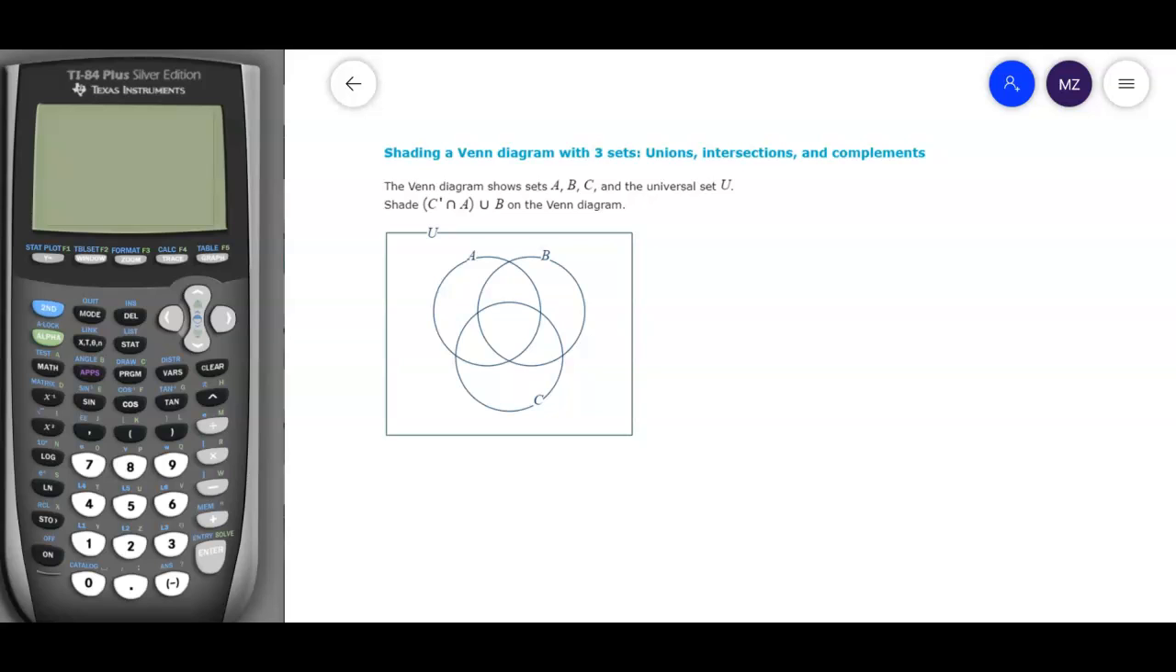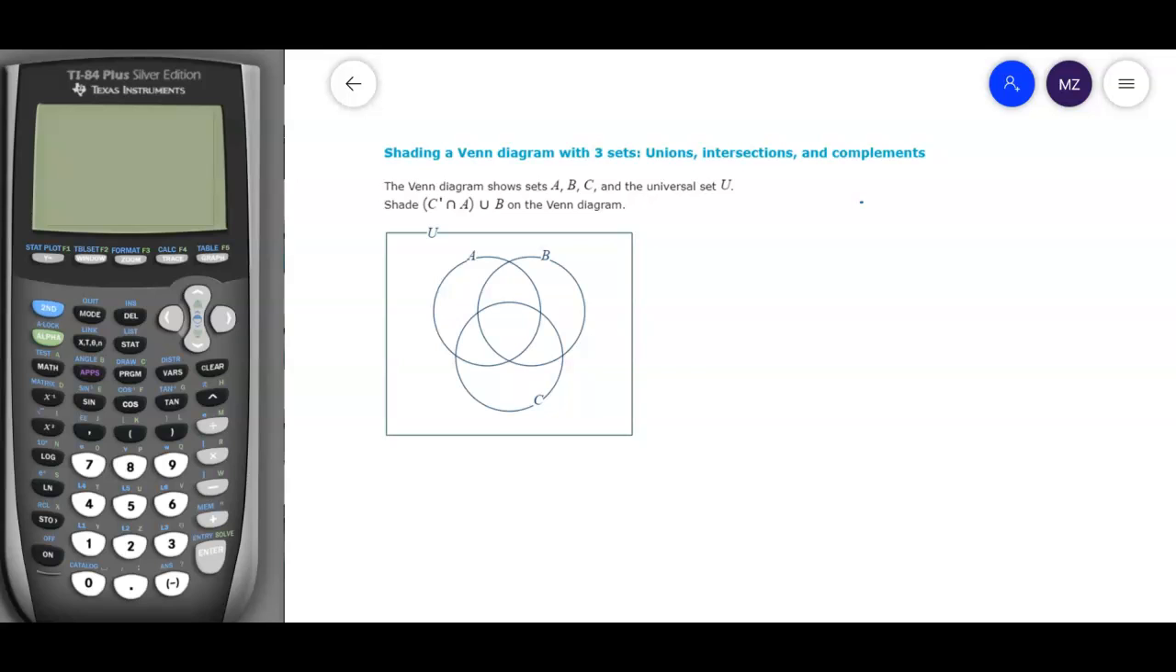All right, so this question is about shading a Venn diagram. I'm going to try to explain the method that I'm going to be using first. So I'm not solving it right away, and hopefully this method will work for any similar question. First of all, I'm going to be using the in and out.